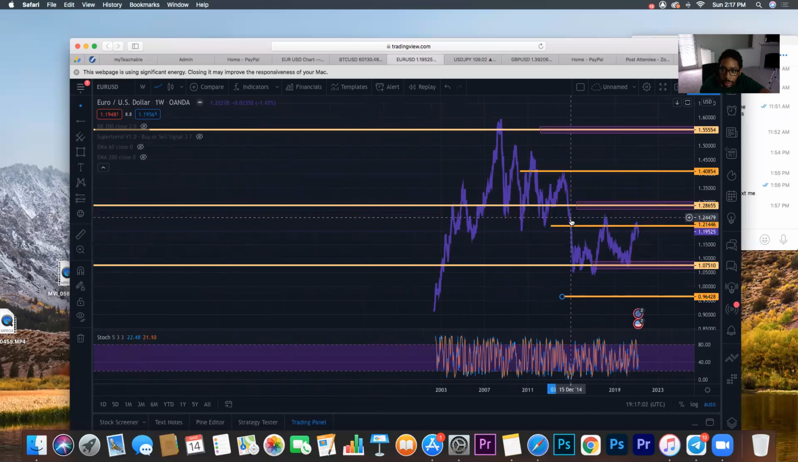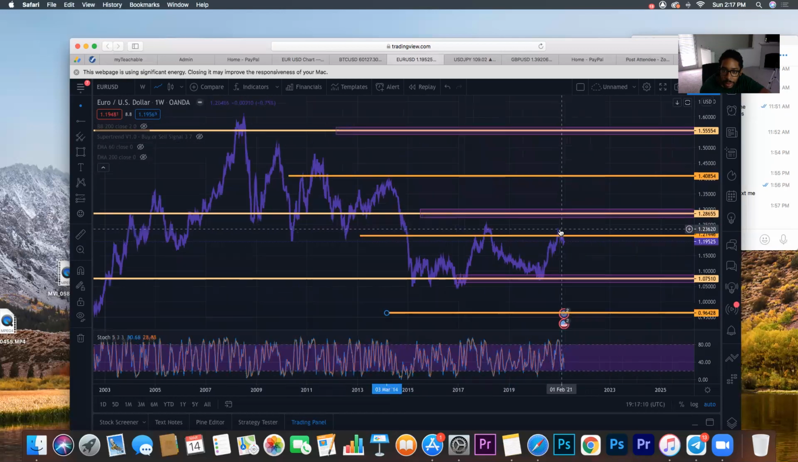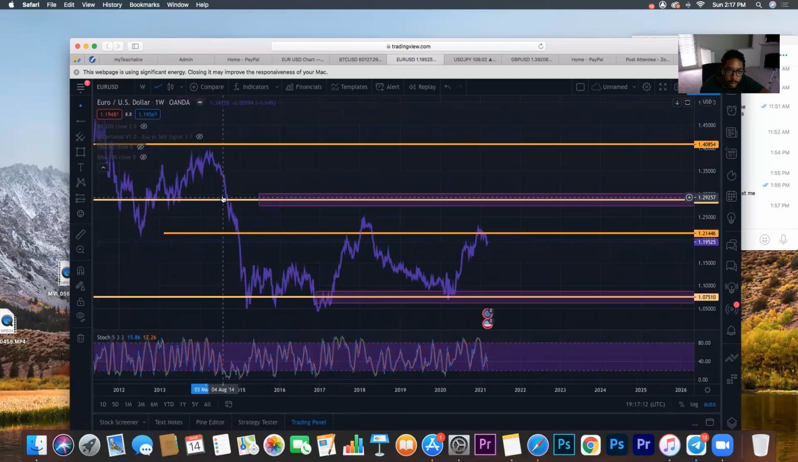You know, even right here, it broke this zone. Boom, smooth. So it broke the next zone. So if you miss this first zone, you come here and wait. Price came through, broke the zone, came back, retested it, entry. Let's go.